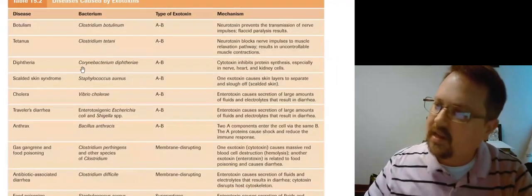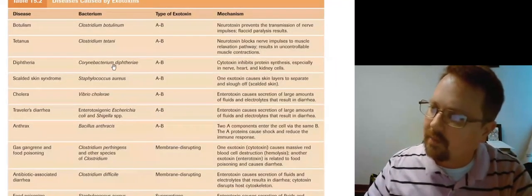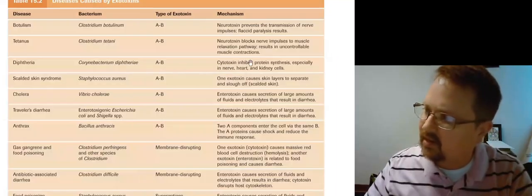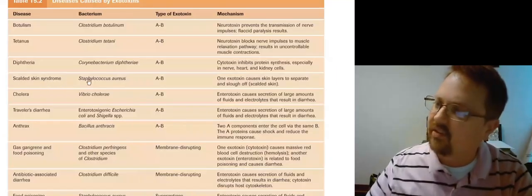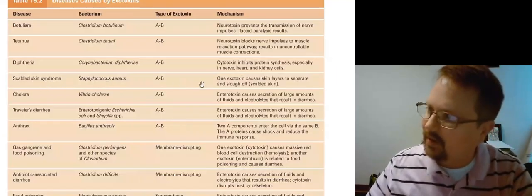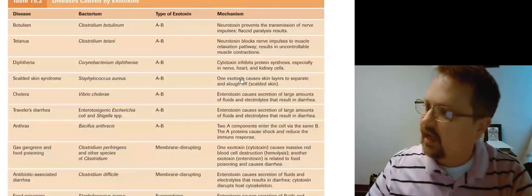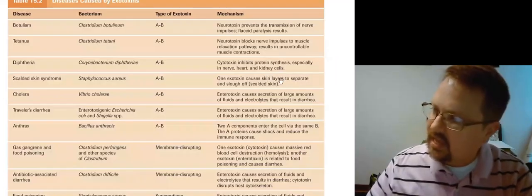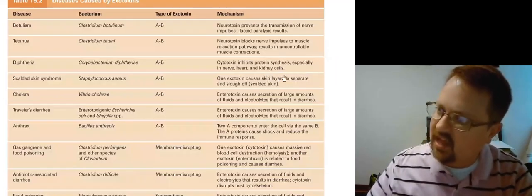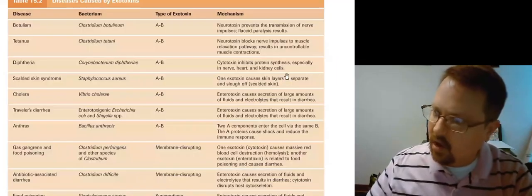Okay. Diphtheria, Corynebacterium diphtheriae, AB toxin. It's a cytotoxin, inhibits protein synthesis in the nerve, heart, and kidneys, causing diphtheria. Scalded skin, which happens in Staphylococcus aureus, is an AB toxin. It causes the skin to slough off, called scalded skin. It damages the cell adhesion molecules.